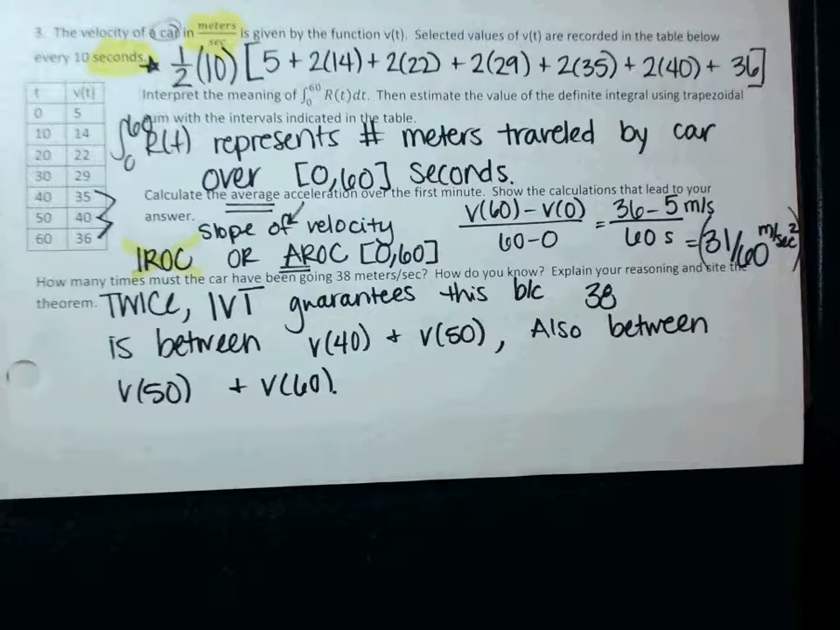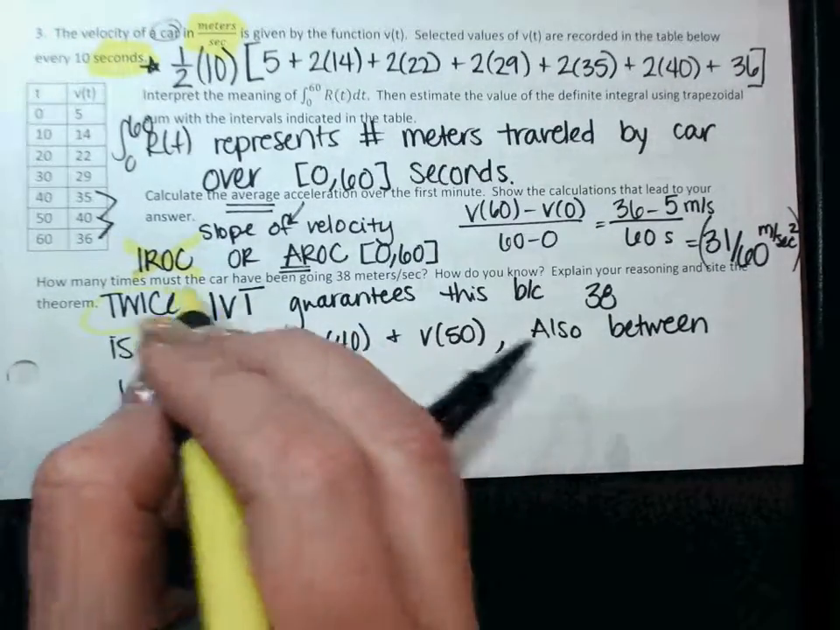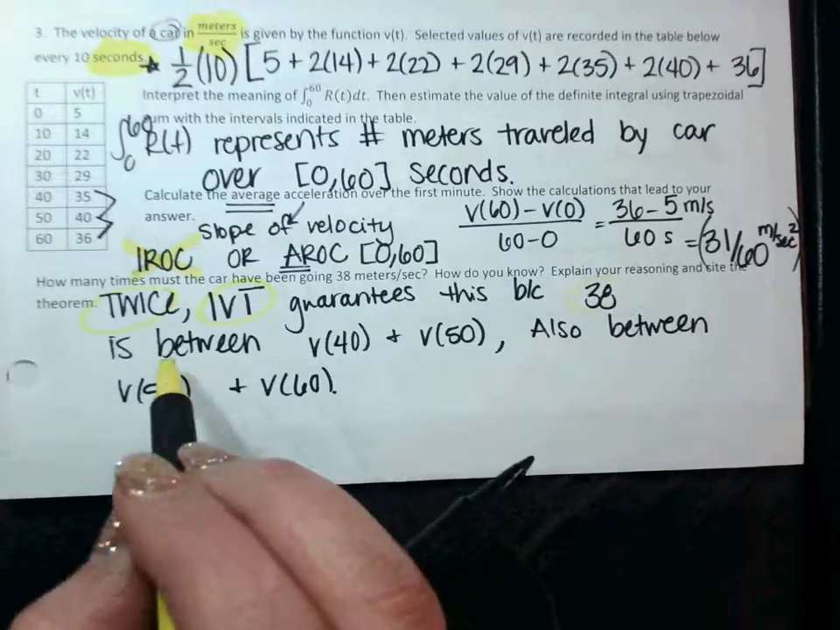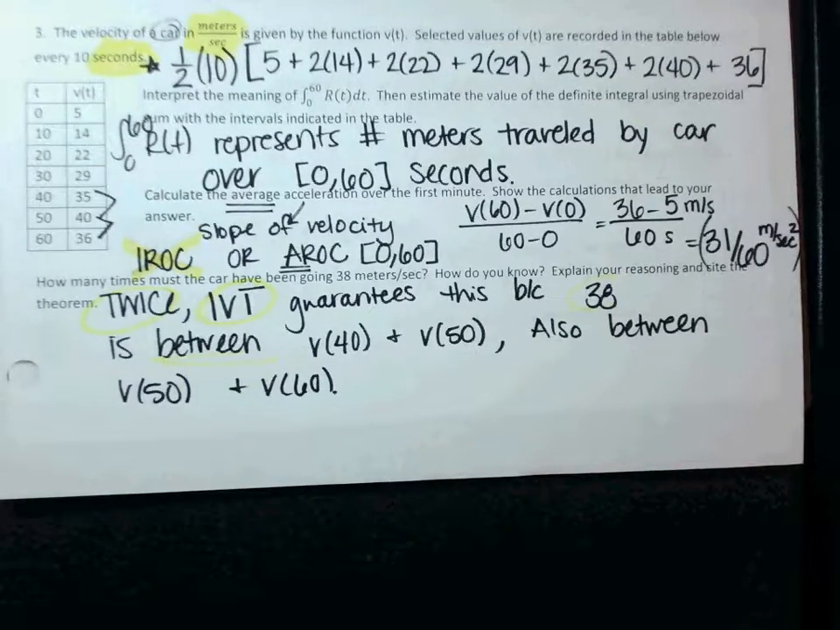And you could word that differently and still get your point, but make sure that you mention twice, the theorem, and then that 38 is between. Those are kind of like your key things that you have to make sure that you say. Okay?